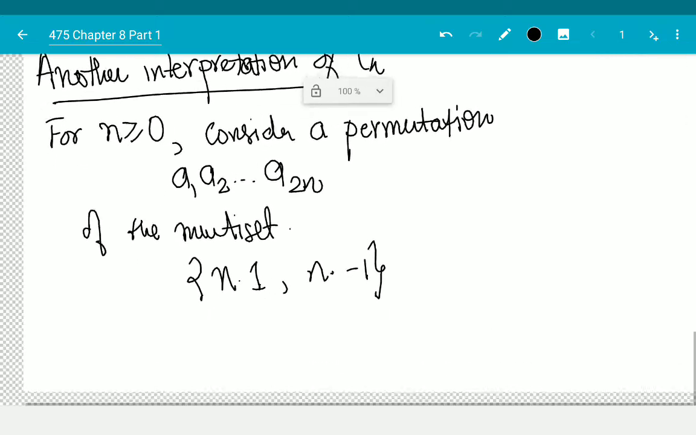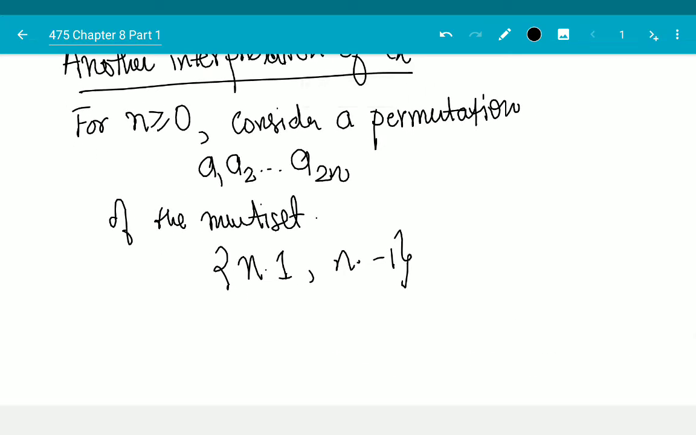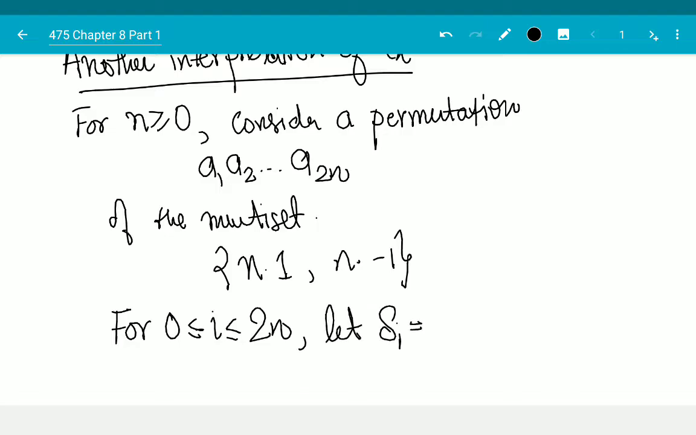Okay, and for 0 smaller than or equal to i smaller than or equal to 2n, let Si be the partial sum, equal to a1 plus a2 plus ... plus ai, where S0 is equal to 0.